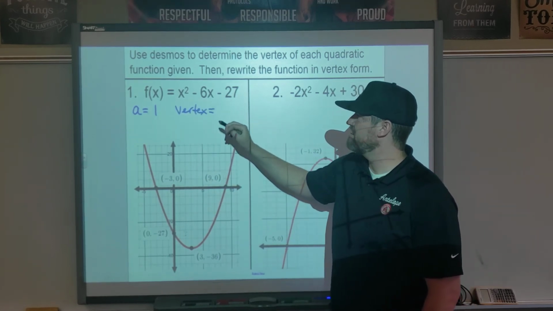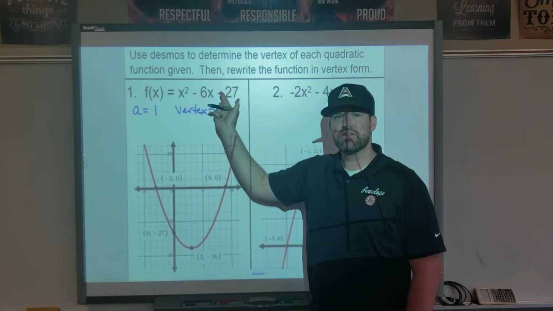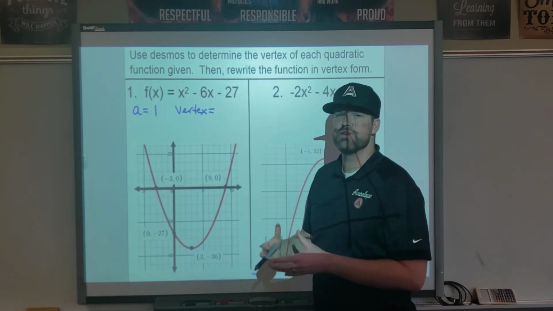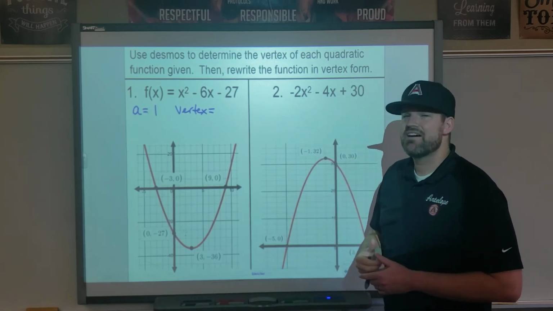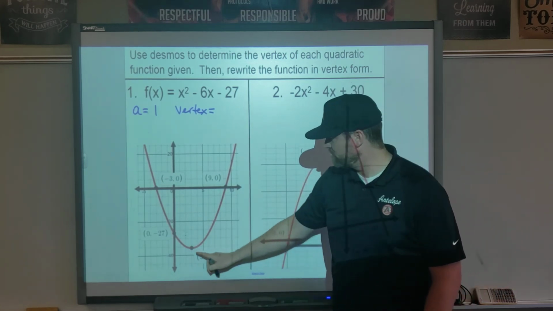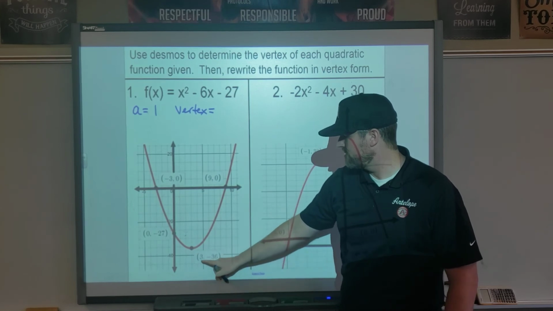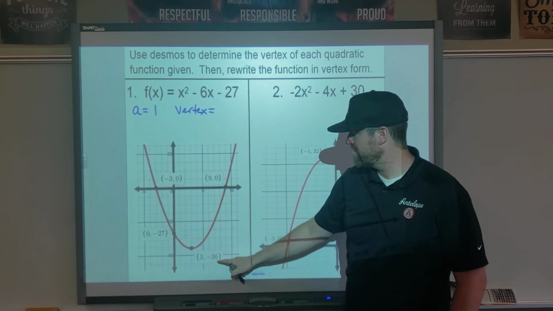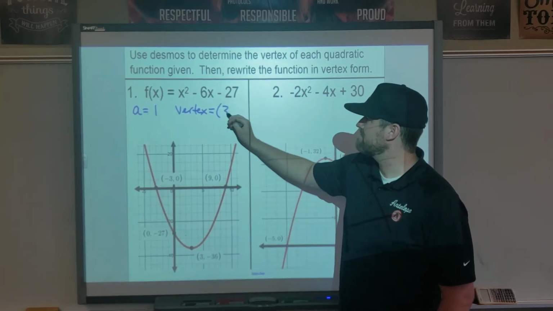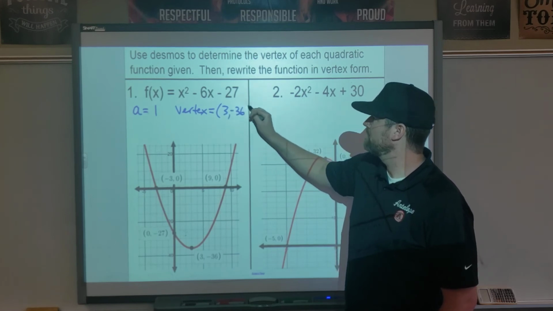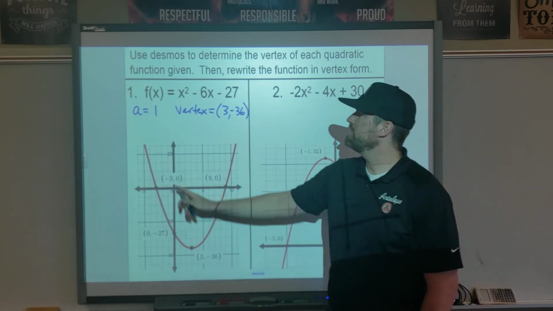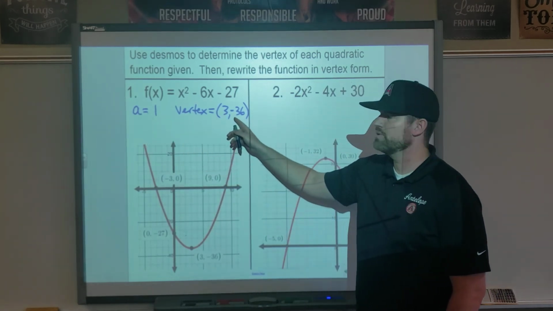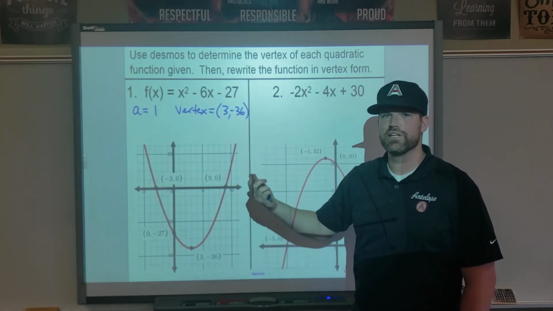The second thing I need to know is what is the vertex? Now, we did learn last week how to find the vertex from standard form. We can do negative b over 2a to get the x and then plug that in to get the y. But since I have the graph, I'm simply going to look at the vertex, and I know that my vertex is at positive 3, negative 36. Okay, so just by looking at the graph, we know the vertex. If we know the a value and we know the vertex, we should be able to put it in vertex form.